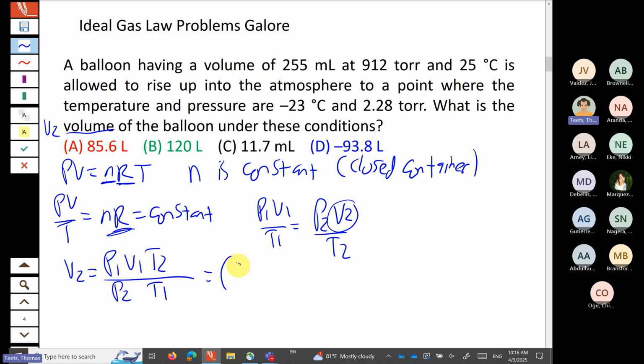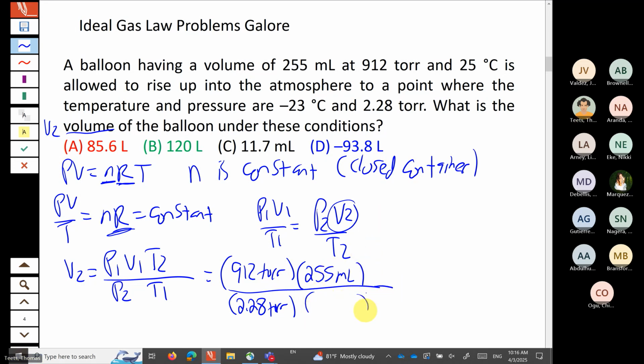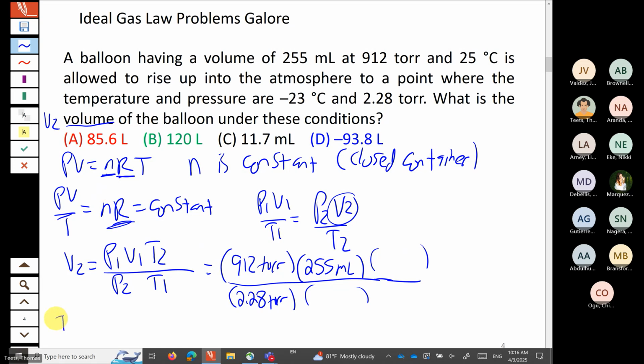So we can put P1 in as the initial pressure of 912 torr. We can put the initial volume in as 255 milliliters. And then in the bottom here, we're going to have P2, which is 2.28 torr. And then we have T2 over T1. So we have to put the temperatures in Kelvin, though. That's the only thing we have to change here. That has to be the case. So T2, which is the final temperature, is minus 23 degrees Celsius. We add 273 to get it into Kelvin, so it's going to be 250 Kelvin.